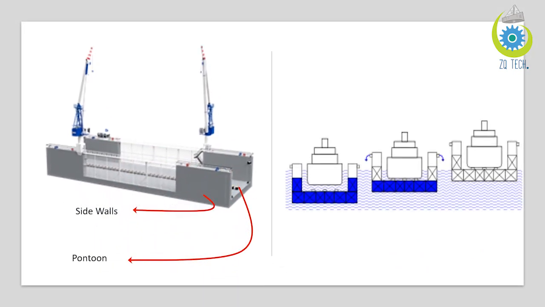Here you can see the side walls and pontoon of the floating dock, and that is the general picture of the floating dock. If you look at the right picture, you can see the blue blocks are the ballast tanks filled with water, and when we move from left to right, you can see that the floating dock is moving upward, and in the end picture it holds the ship completely.